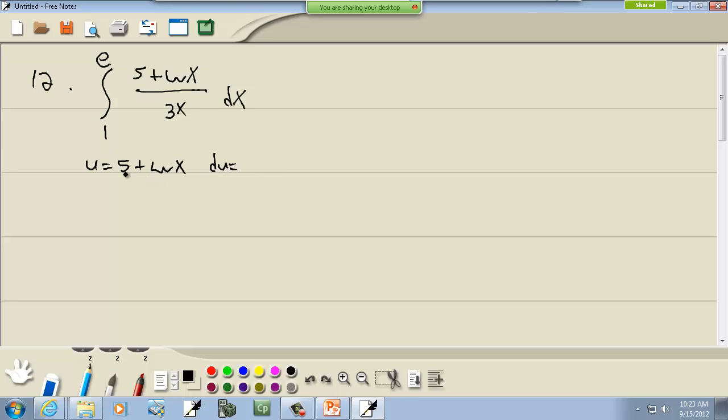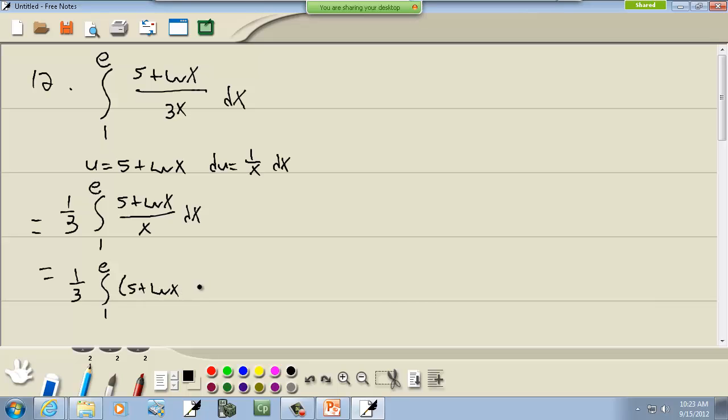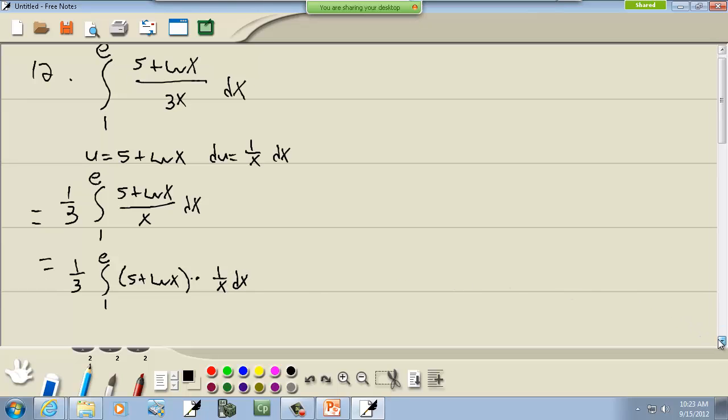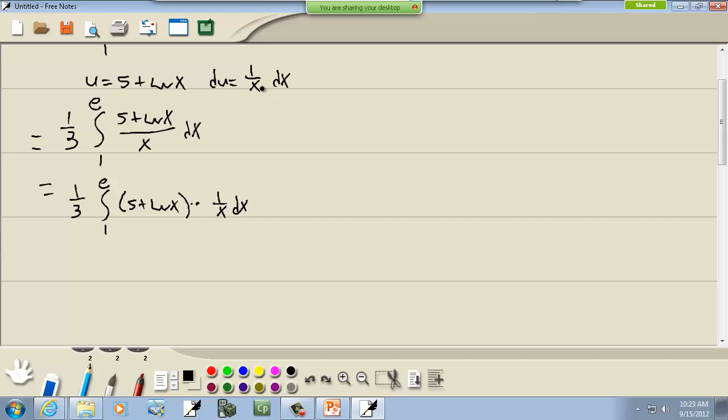So then, the derivative, the 5 drops away. Derivative of natural log of x is 1 over x dx. Well, we can't have the 3 downstairs, so I'll take that and put it out in front. Remember, numbers you can freely take in and out of your integration. And we got 5 plus natural log of x over x dx. And again, that's like 5 plus natural log of x times 1 over x dx. You can split up that fraction in that manner. And here's my 1 over x dx. That's going to be replaced by du, and this will be replaced by u.